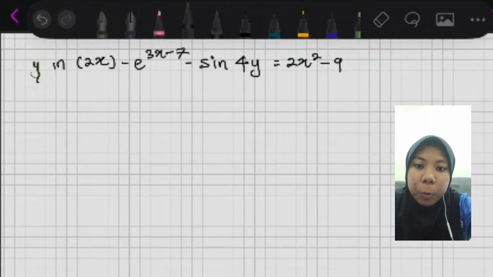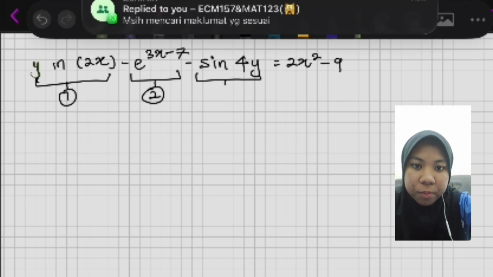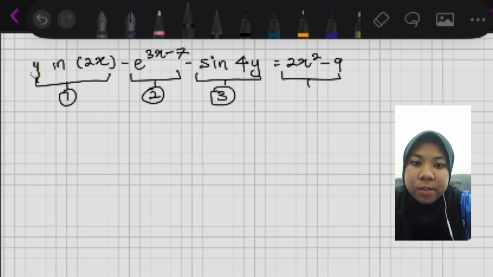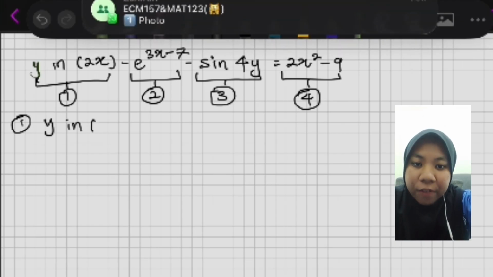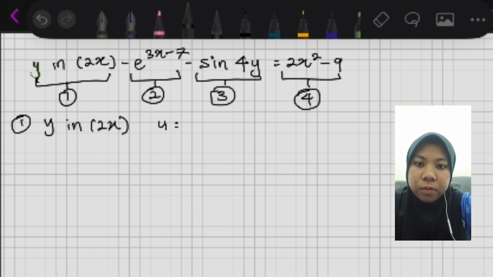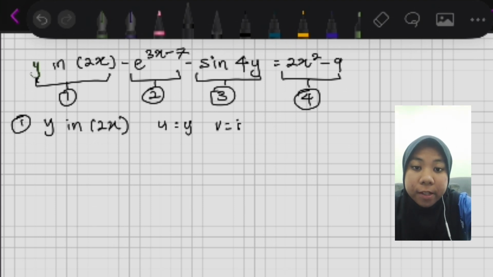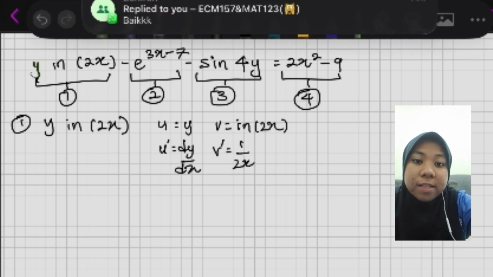Y ln 2x minus e to the power of 3x minus 7 minus sin 4y equal to 2x to the power of 2 minus 9. Find dy/dx using implicit differentiation. Okay, for this question, the first thing we can do is to divide this question into 4 parts, because each section will use different methods to solve it. Part 1 is y ln 2x, part 2 is e to the power of 3x minus 7, part 3 is sin 4y, and part 4 is 2x to the power of 2 minus 9.